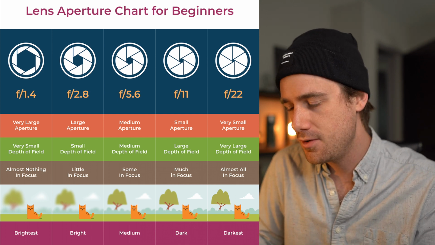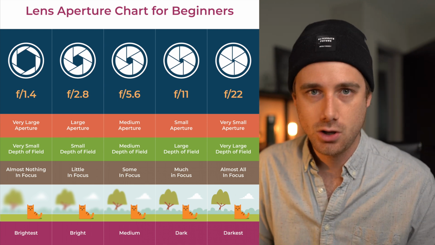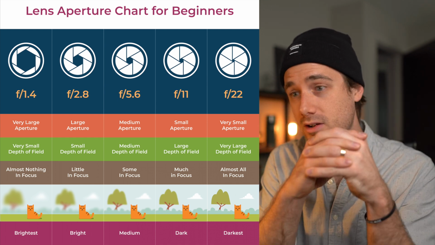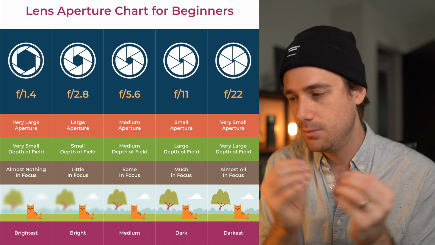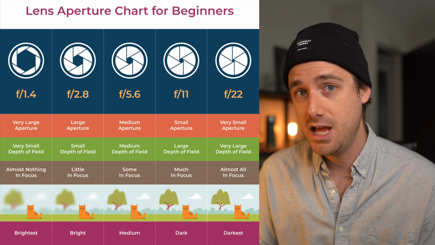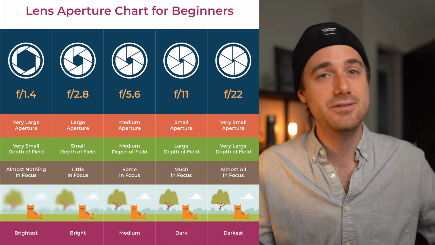And then so on and so forth, all the way up to say f-stop 22. My lens doesn't go up that far, it goes up to f-stop 16. And so that aperture is very, very small, and so there's a very small amount of light being let in. So that's gonna be a large depth of field. If you think about it, a large depth of field means there's a lot that's in focus.